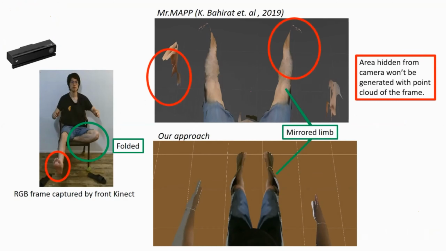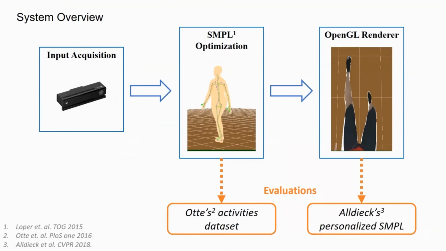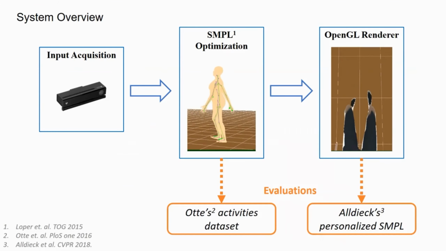Upper image is the result from MR Map 2019. The area hidden from the camera was missing compared with the current approach below. Our system contains 3 main steps. First, taking input from Kinect, then fitting a simple model, lastly, gathering texture to render.